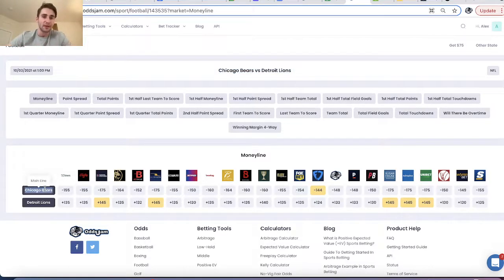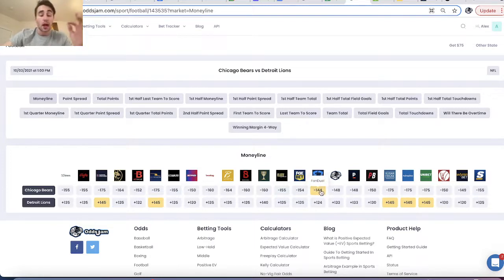Like you can see, Bears, minus 175 on BetRivers. Why would you ever bet on the Bears on BetRivers when you can bet them on FanDuel at minus 144? It makes no sense. You're betting $175 to win $100, or you're betting $144 to win $100, right? So this kind of explains the importance of line shopping, and this is how sportsbooks make odds, right?